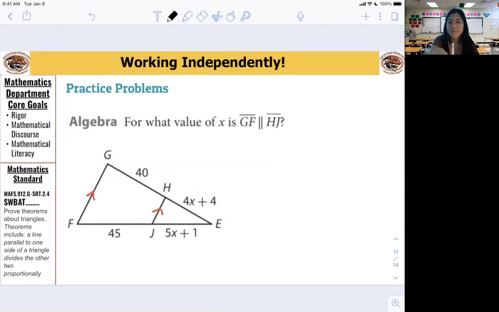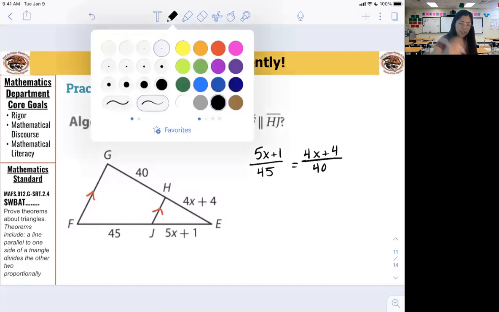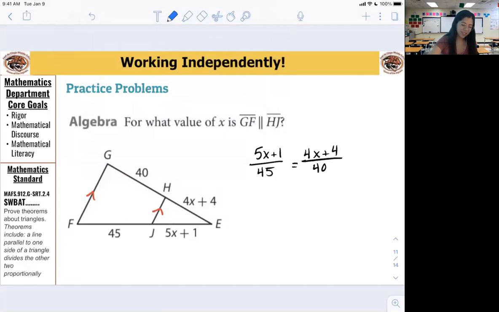We can do 5x plus 1 over 45, and then Janelisa has the other side. Good. You got it. Nice. So there's our two sides of the proportion. Yeah, you were telepathically teaming up. And I know we've got a lot going on, but we can still work with this as we usually do.